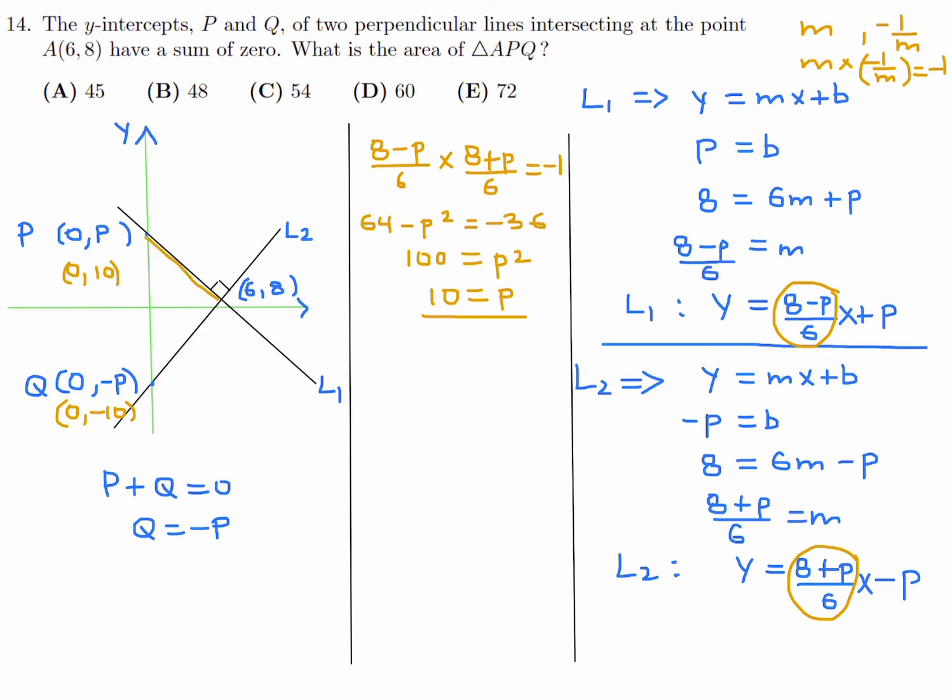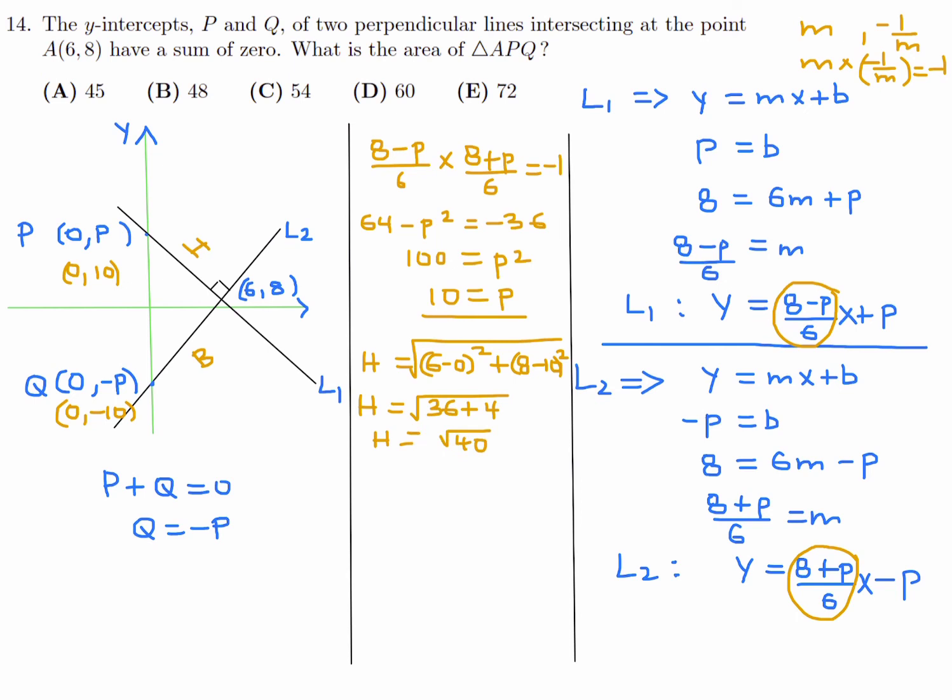So first, let's figure out that length. We can easily do that. I'll call this b, and I'll call this h for base and height. This is b, and this is h. So h is going to be, using the distance formula, the square root of (6 minus 0) squared plus (8 minus 10) squared, and that gives me 36 plus 4, so root 40 is h.